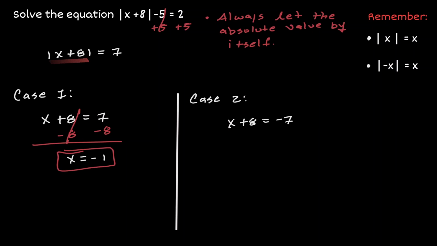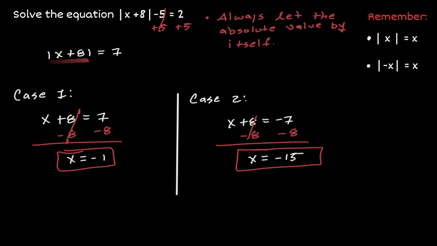And the equation in case 2, let's subtract 8 as well. Our second solution is that x is equivalent to -15. So now let's write down our conclusion. There are two solutions: when x is equivalent to -1 and when x is equivalent to -15.